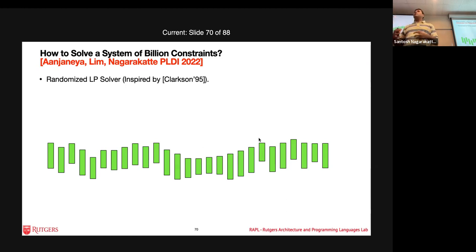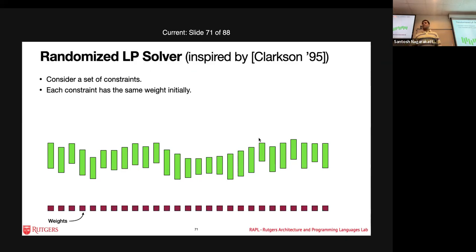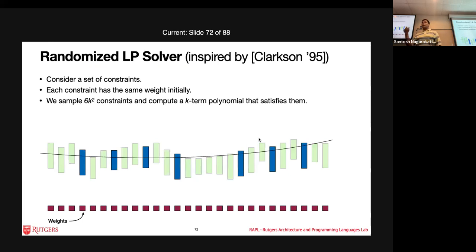Now, how do you design a protocol to choose them? We use weighted random sampling. Initially, we assign a weight of 1 to everyone, so there's a uniform probability of choosing all of them. Then we sample. The blue bars are the ones that we sample, and we use an LP solver to solve the sample. Just to give you an idea of the difference, we had 4 billion constraints, and K is the rank of the system, the number of terms in your polynomial.